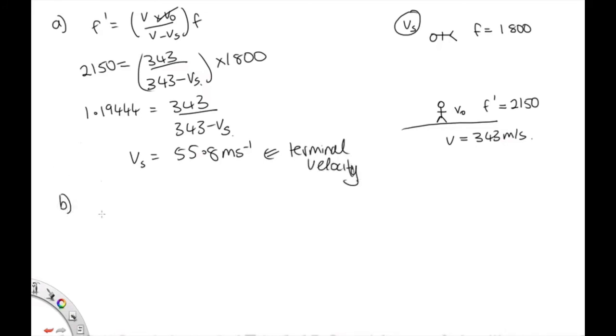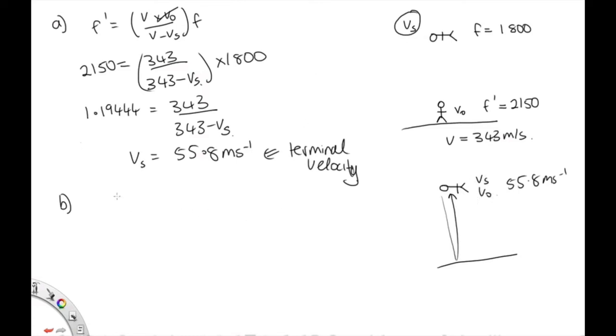Okay, in part B, the observer is now the skydiver. So the skydiver is both the source and the observer. So she's travelling at 55.8 meters per second towards the ground, and the sound is being reflected. So the total path length that the sound is travelling is actually decreasing. So in this case, it's like both the observer and the source are moving towards each other.